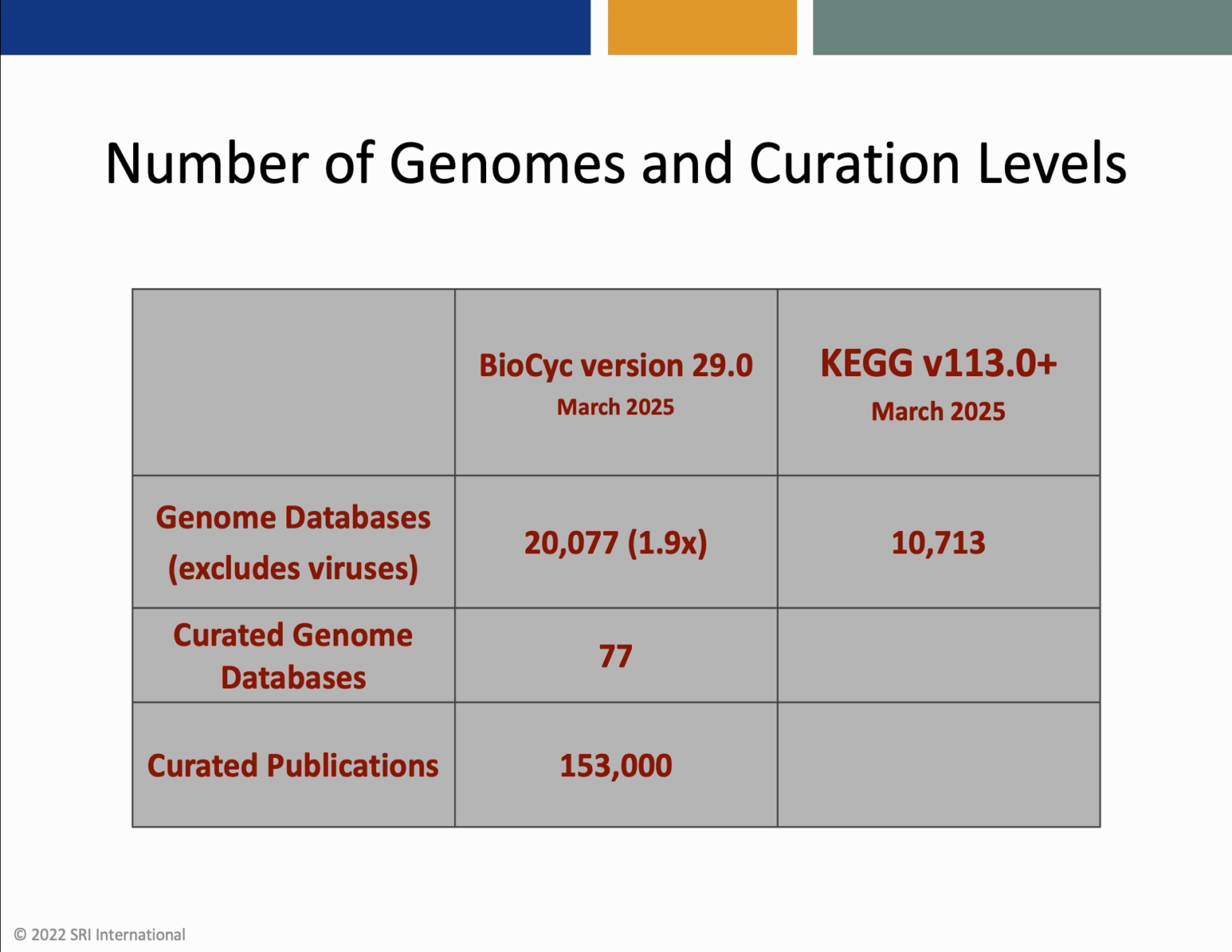BioCyc does have 77 curated databases. So of the 20,000, 77 are curated. And those databases have been curated from a total of 153,000 publications. We don't know how to obtain the corresponding numbers for KEGG.